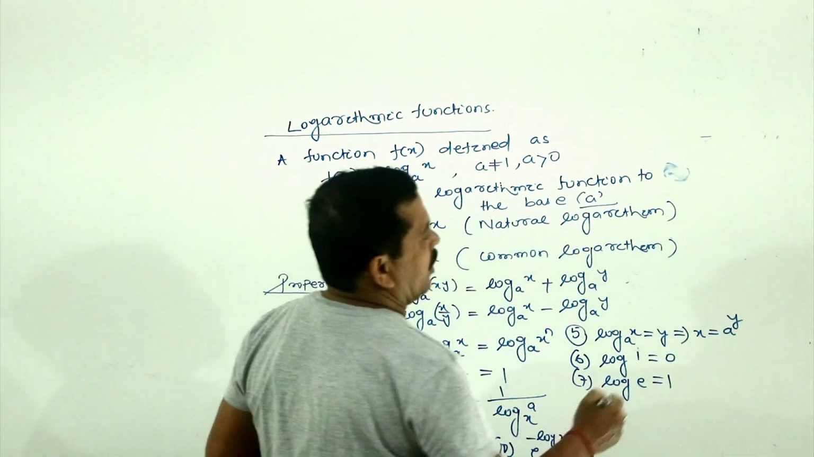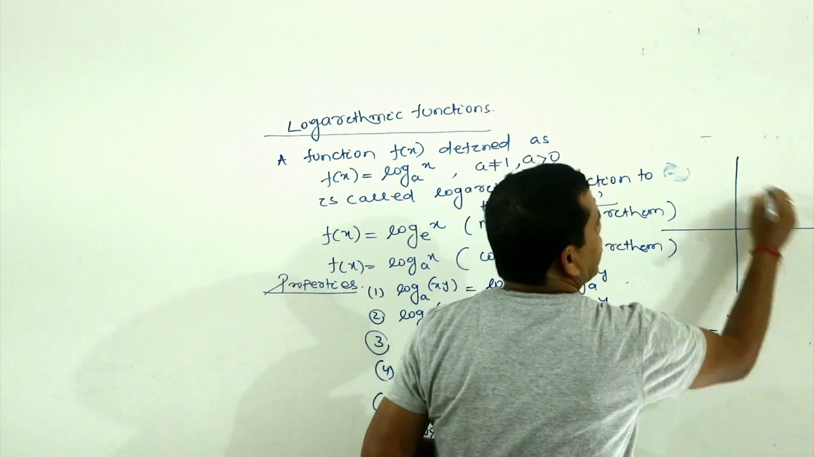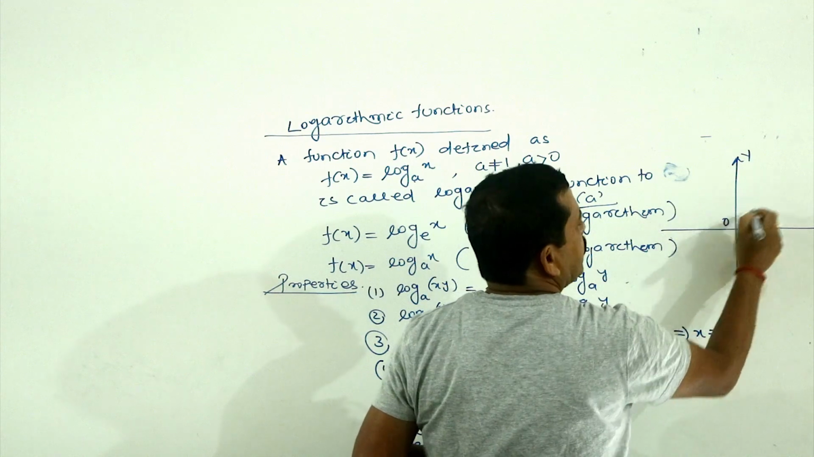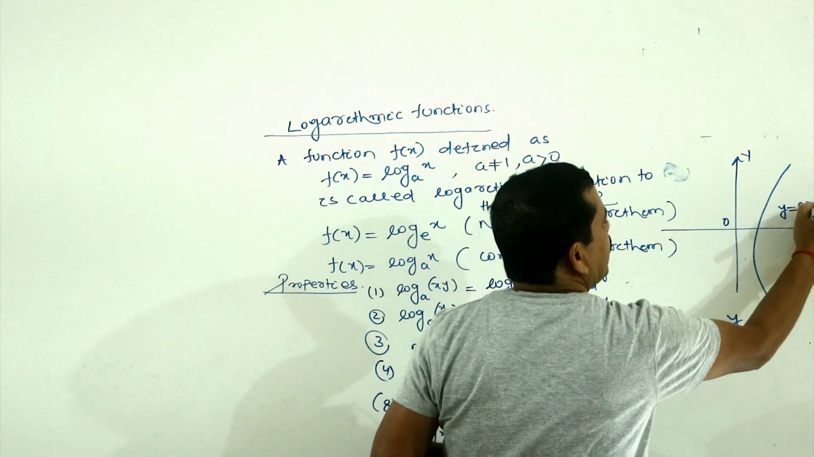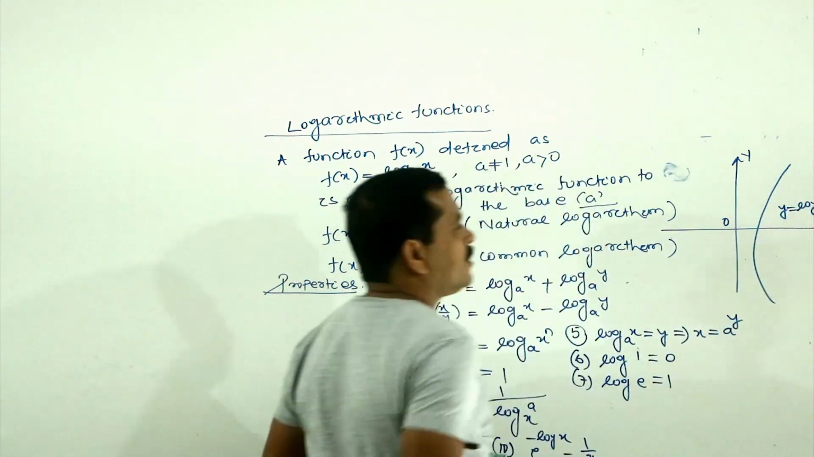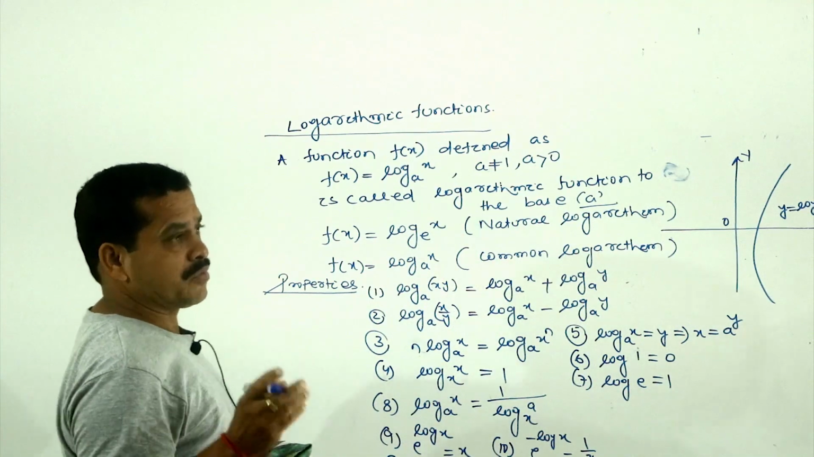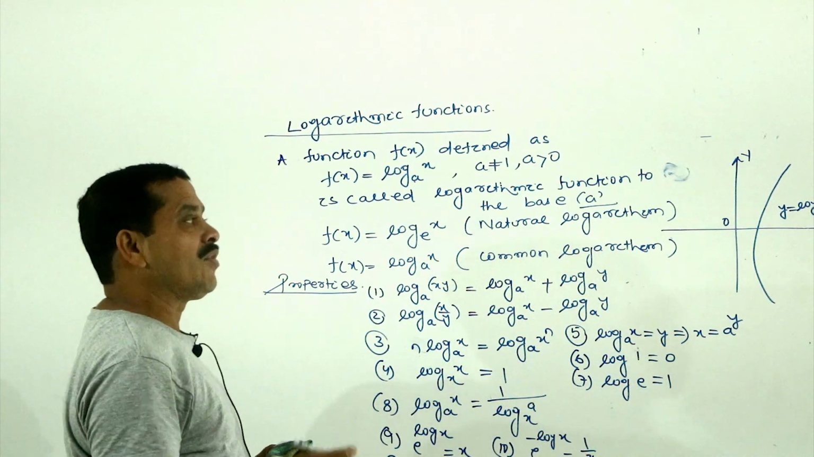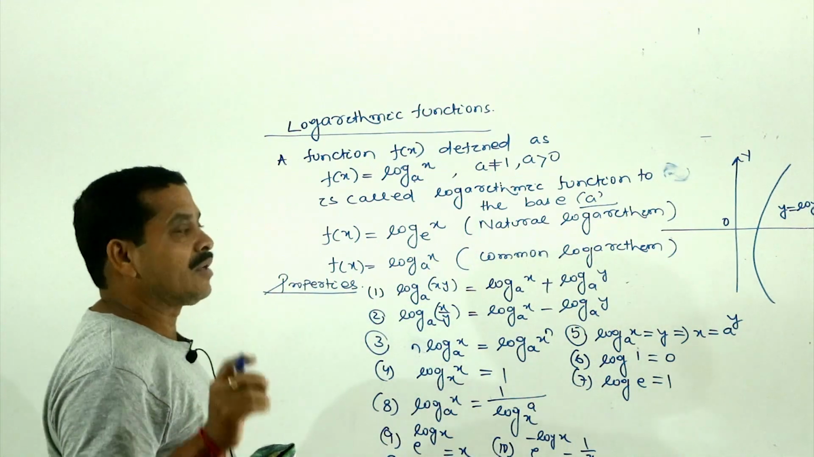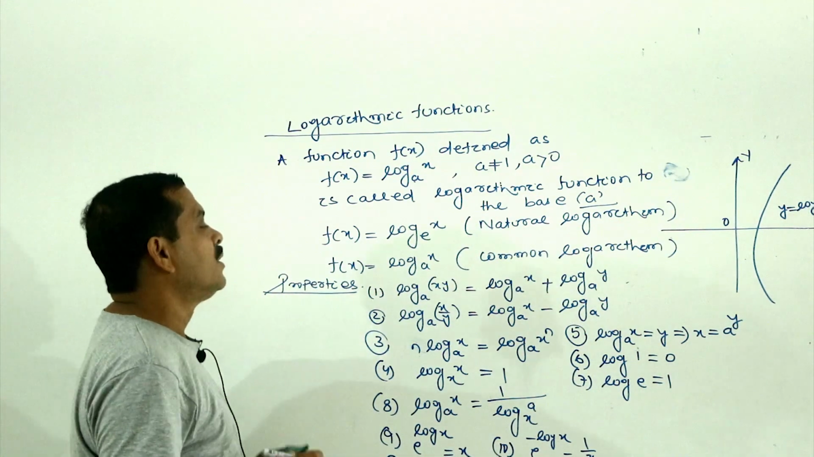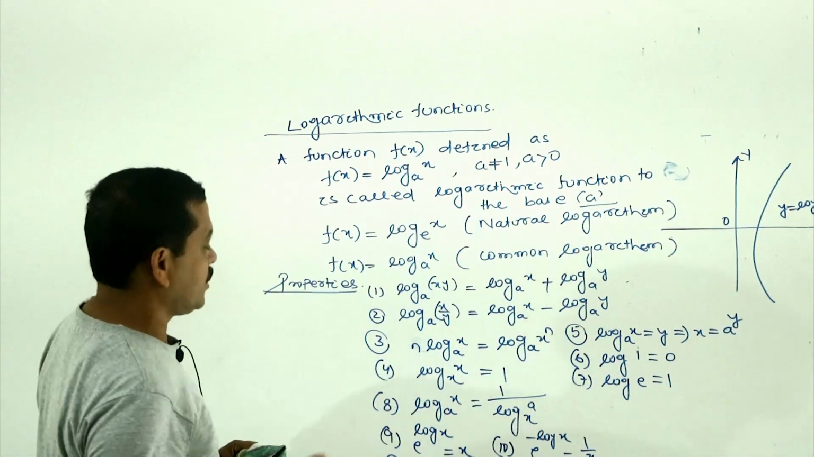The graph of the logarithmic function is: x-axis, y-axis, origin. This is the graph of the function y equals log x base a. Just remember the fundamental graphs of the functions: the exponential function, the logarithmic function, the modulus function, the greatest integer function. These are the basic properties of the logarithmic functions.